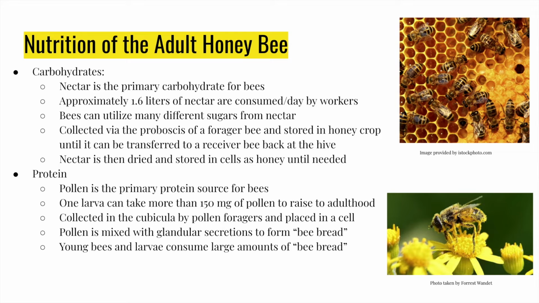It is collected by a forager in the pollen basket, which is a small hairy region located on the hind legs, and placed into a pollen cell upon return to the beehive. Here it is pounded into a paste-like consistency by workers for later consumption.